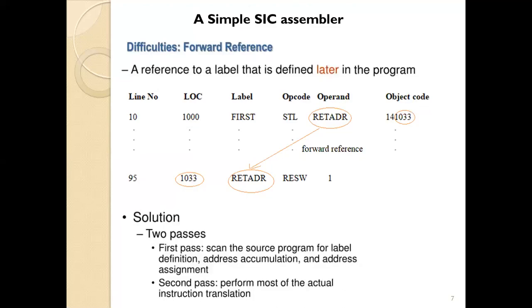So the problem that we get when the assembler makes only one pass over the source program to translate it into object code is forward reference. Forward reference is nothing but, what is the definition? A reference to a label that is defined later in the program.